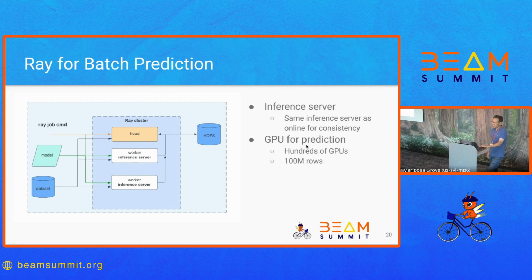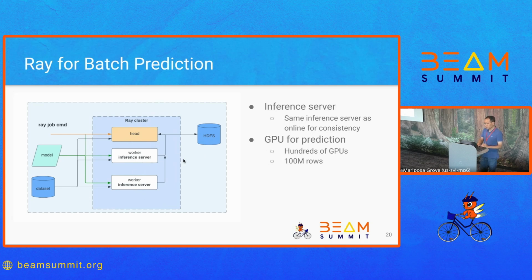For handling online-offline consistency, we want to get the same result as online. So for the inference server in each worker, you can use the same inference server as you use online. For example, we're using the NVIDIA Triton server for online serving, then you can actually do it offline as well. This way you can get the same result.